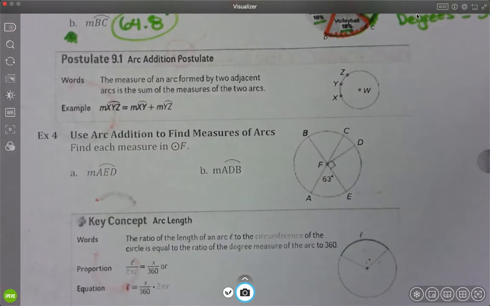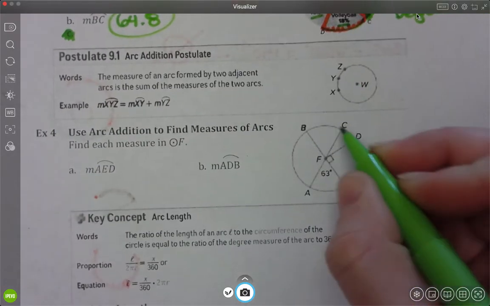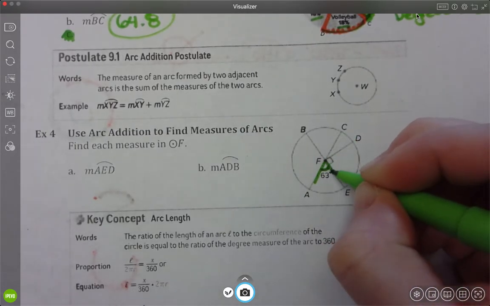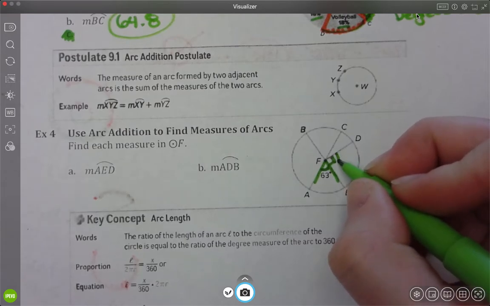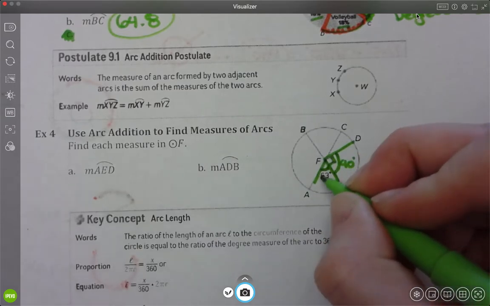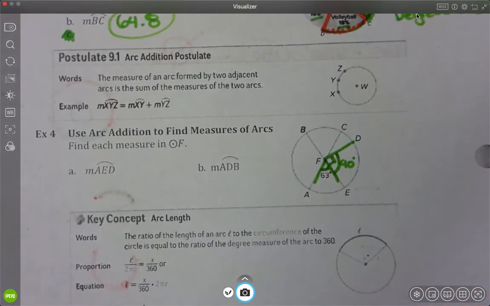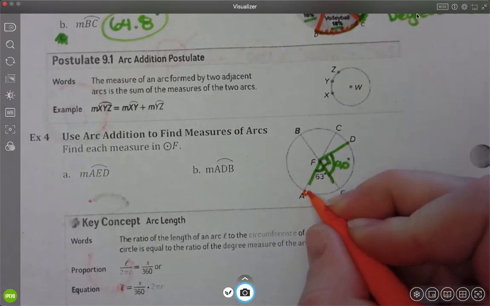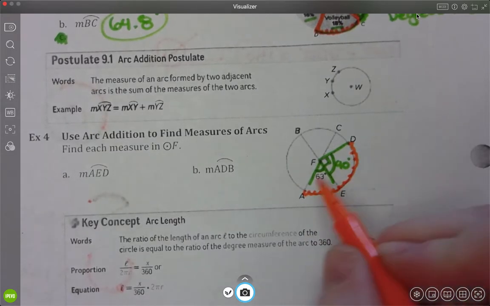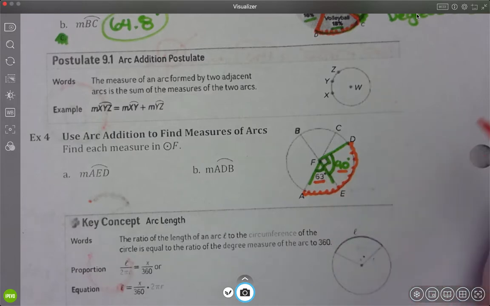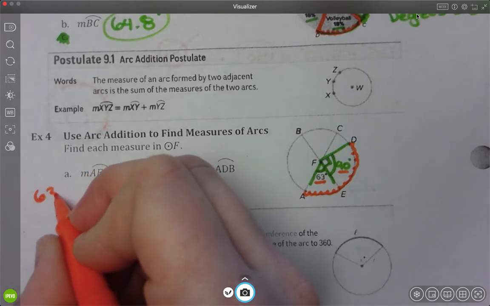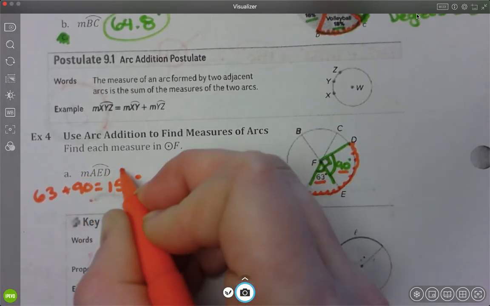Use arc addition to find the measurements of arcs, okay? So the things that they have labeled here is that this is going to be 63 degrees, okay? This little arc right here, or that central angle there. They also label this with a box, which means that this one is 90 degrees, okay? So I know these two chunks together are 63 and 90, okay? They want me to find AED, which is the length from here to here. How many degrees will that encompass? Okay, that's 63 and 90 together, which would be 153 if I add those two together. I'll write that down. 63 plus 90 is going to be 153 degrees.